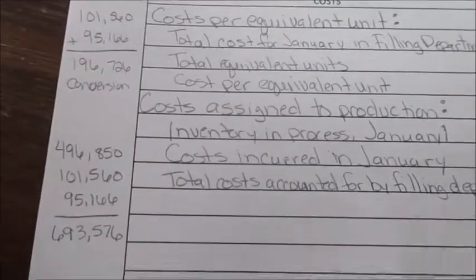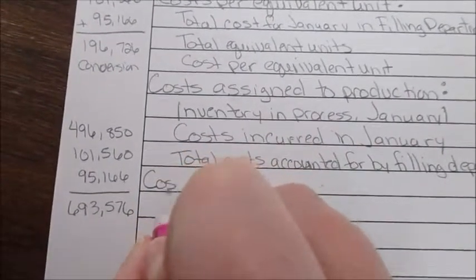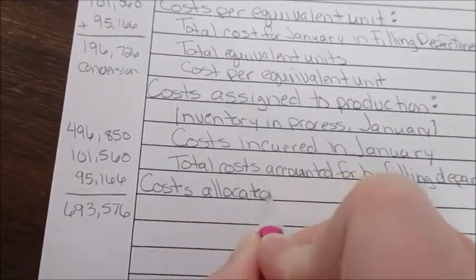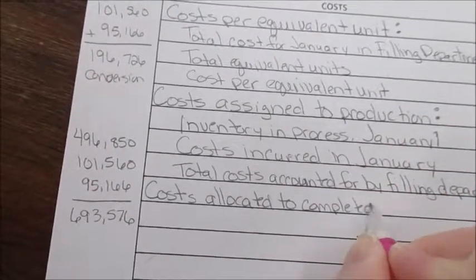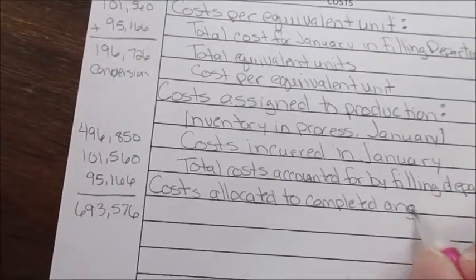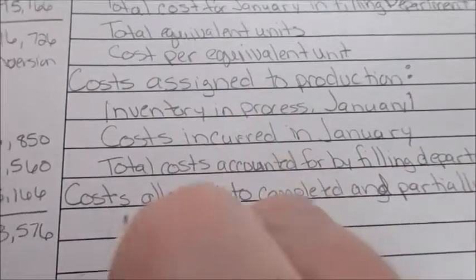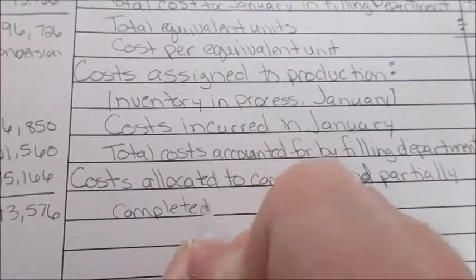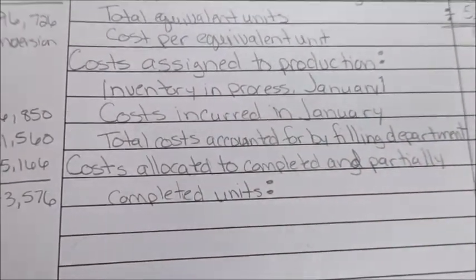So now our next section is going to say cost allocated to completed and partially completed units. And this one might take you 2 lines to fill in. Costs allocated to completed and partially completed units. Sorry, I'm having trouble spelling today. And again, a colon, because we're going to list things underneath it.